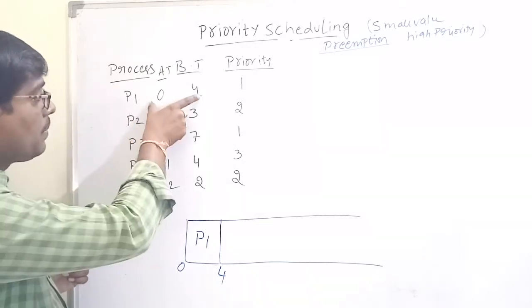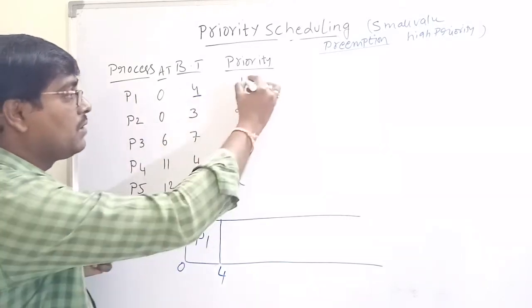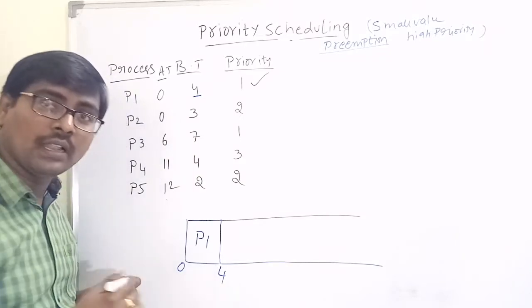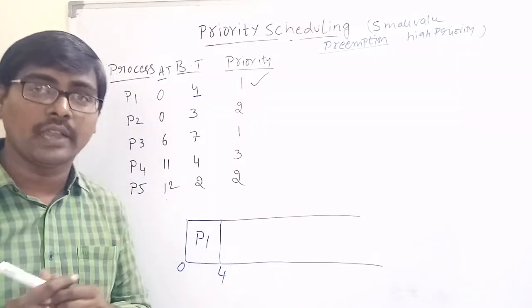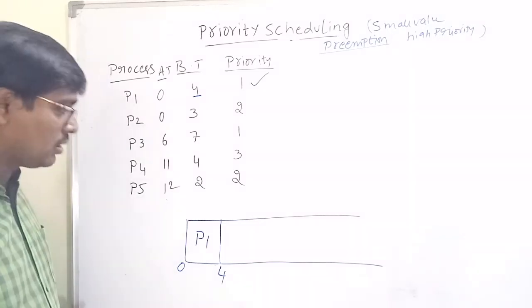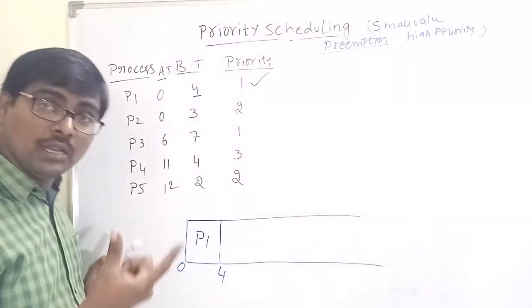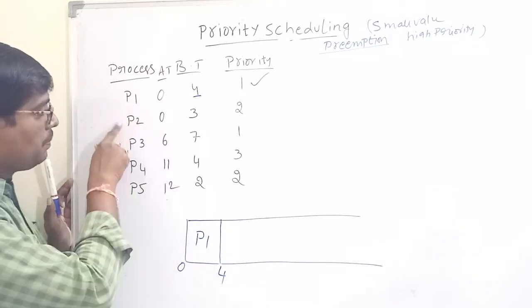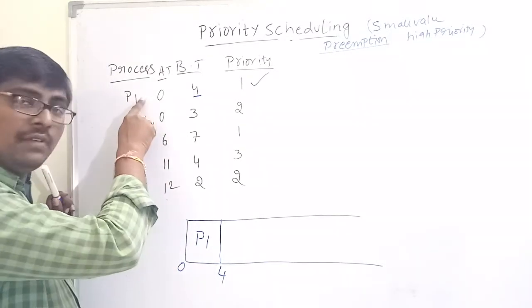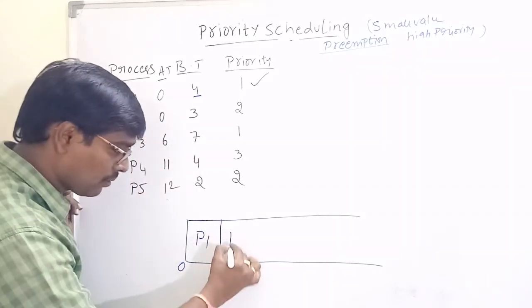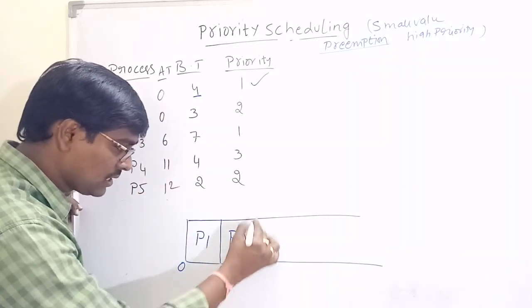The total burst time for process P1 is completed, and before this time no other process has entered the system. Now how many processes do you know? Before 4 you know only P1 and P2. P1 is completed. Now execute P2. What is the procedure?